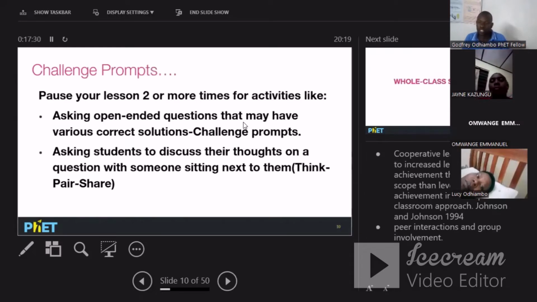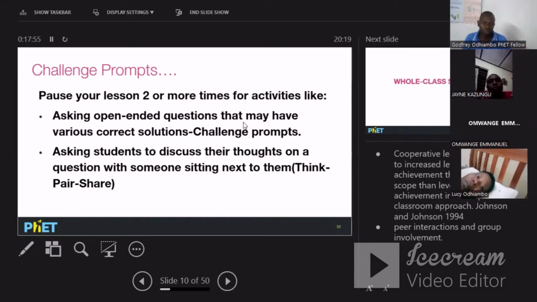The teacher is also encouraged to pause two or more times during the activities. The first one is open-ended questions, which are called challenge prompts, where the students are given challenge prompts, and a characteristic of a challenge prompt is that it has various correct answers.